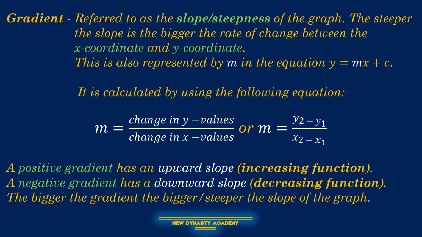Now, a positive gradient has an upward slope, and it is called an increasing function because it is increasing. As the x value is increasing, the y value is also increasing. The negative gradient has a downward slope, and it is also referred to as a decreasing function. Now, the bigger the gradient, the bigger or steeper the slope.